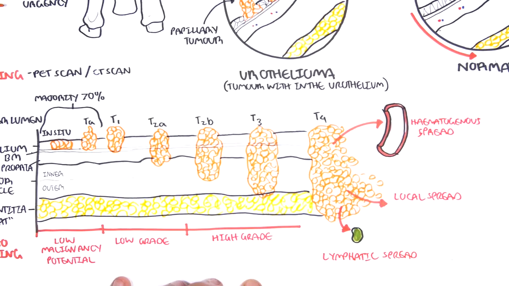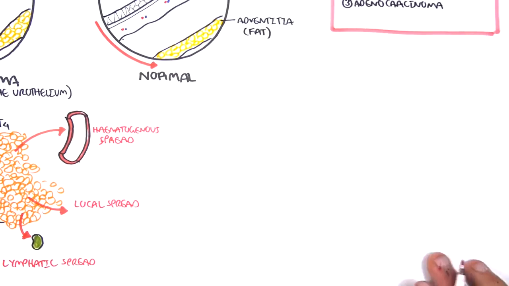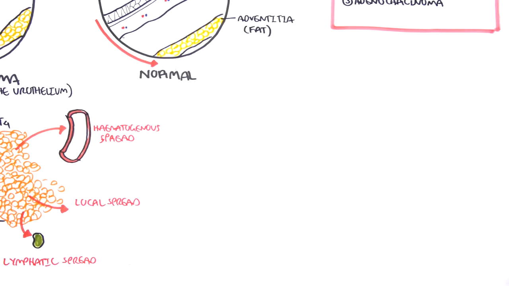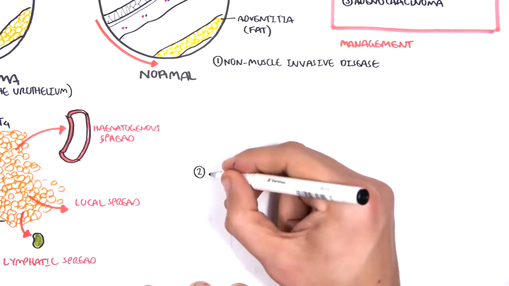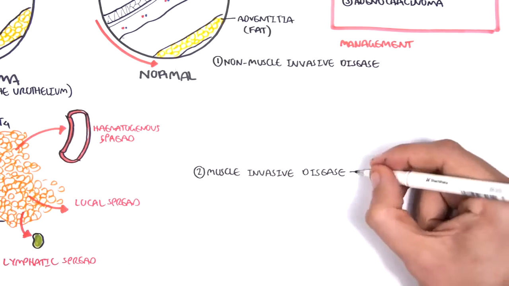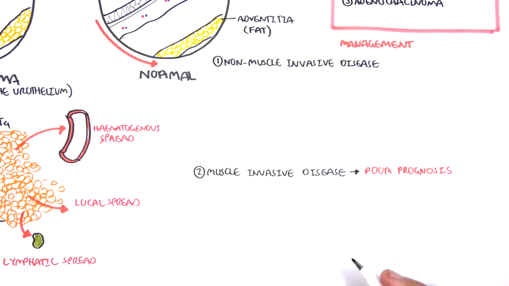The staging of the bladder tumor into low grade and high grade is important, because this will tailor the treatment. And the treatment will depend on whether the tumor has invaded the muscle layer or not. So the management focuses on non-muscle invasive disease and muscle invasive disease. Muscle invasive disease has a poorer prognosis.